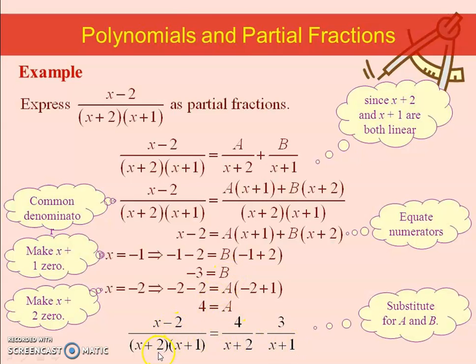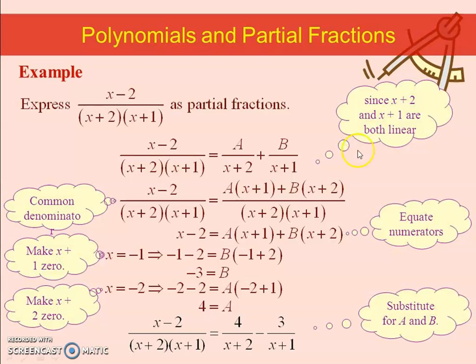Therefore (x minus 2) upon (x plus 2)(x plus 1) is equal to 4 upon (x plus 2) minus 3 upon (x plus 1). So we derive the final answer in the form of A upon and B upon, with the derived values, as a partial fraction. Be clear about this step.